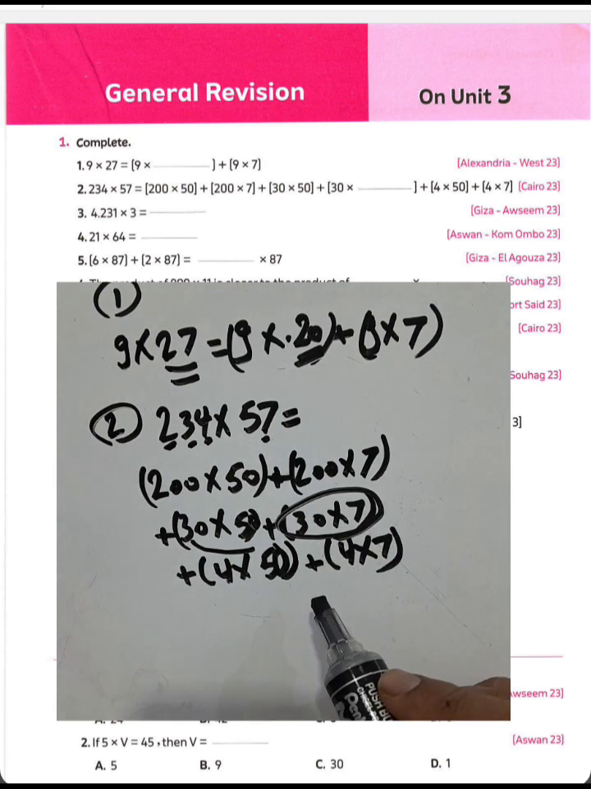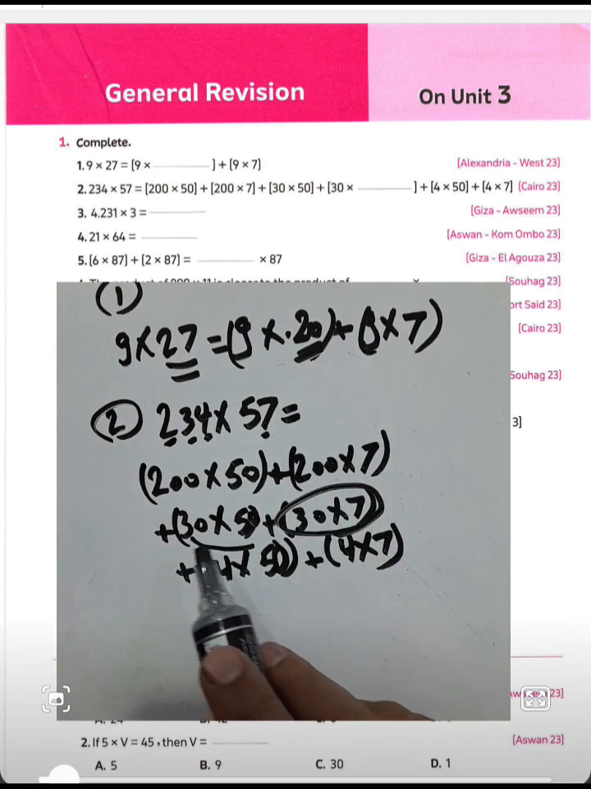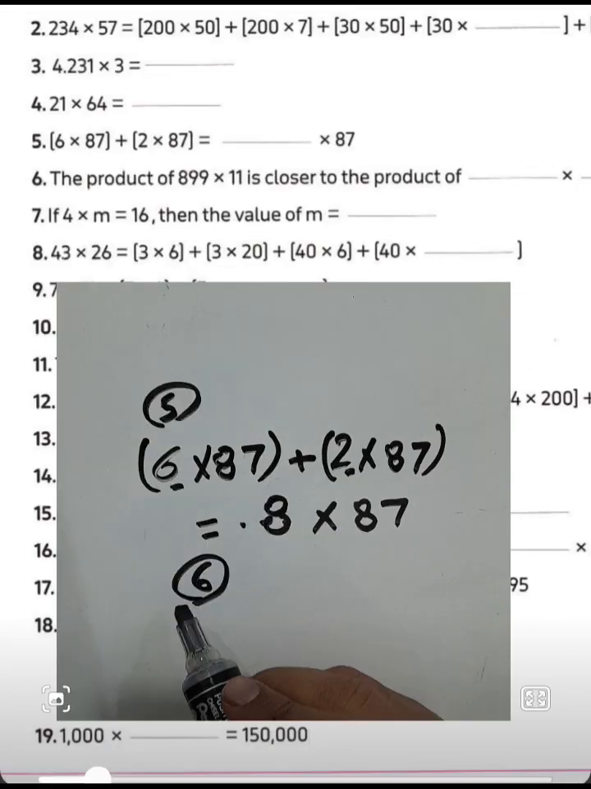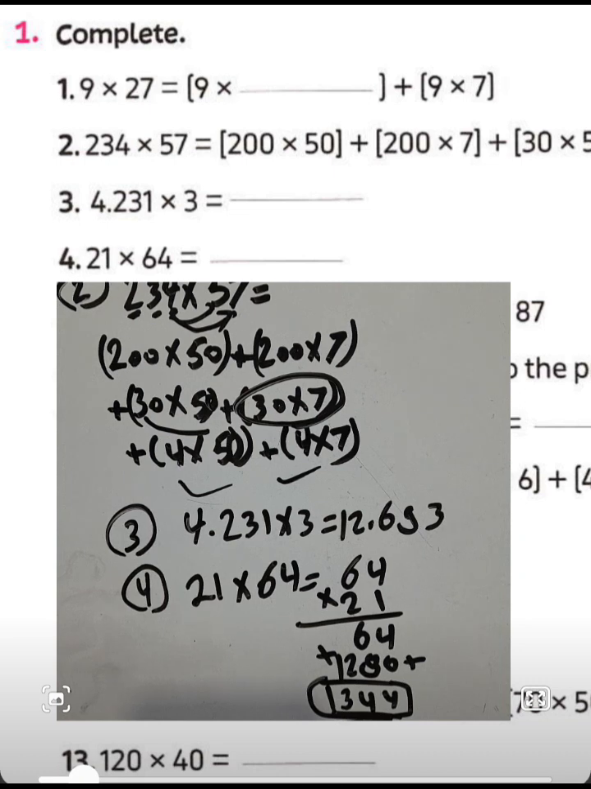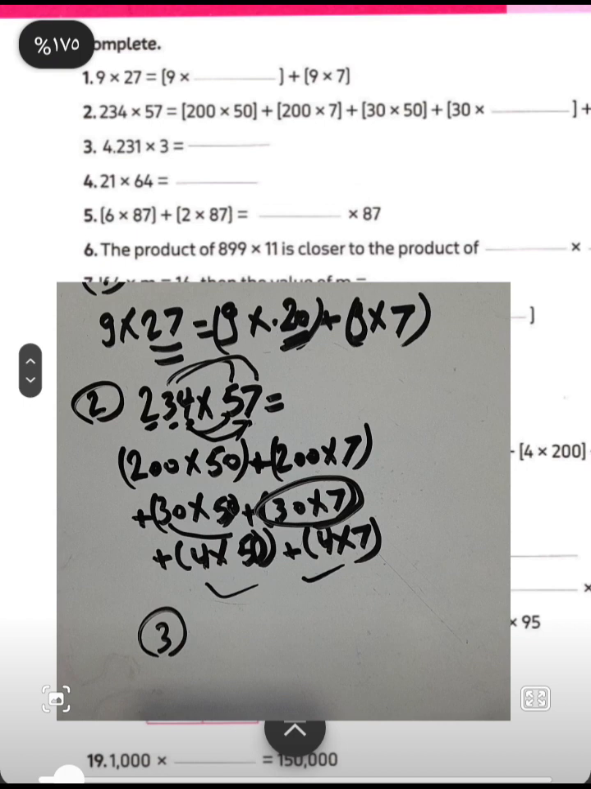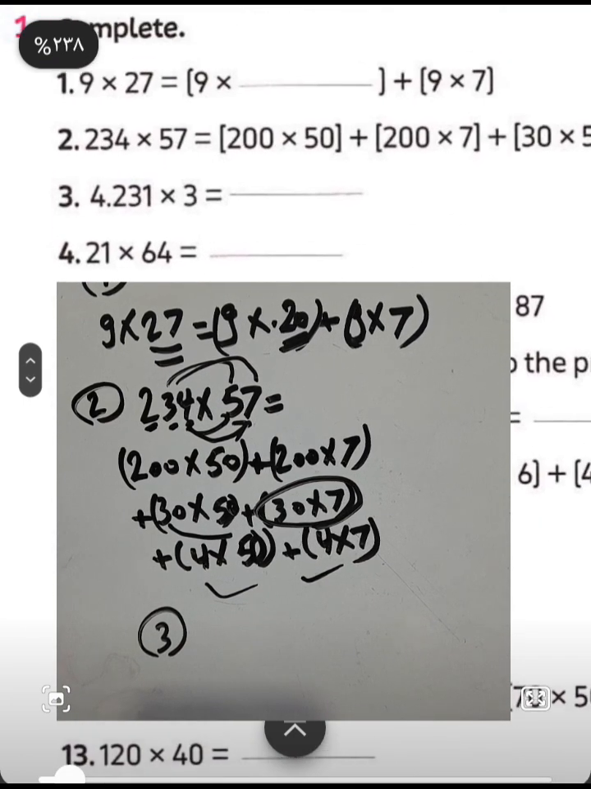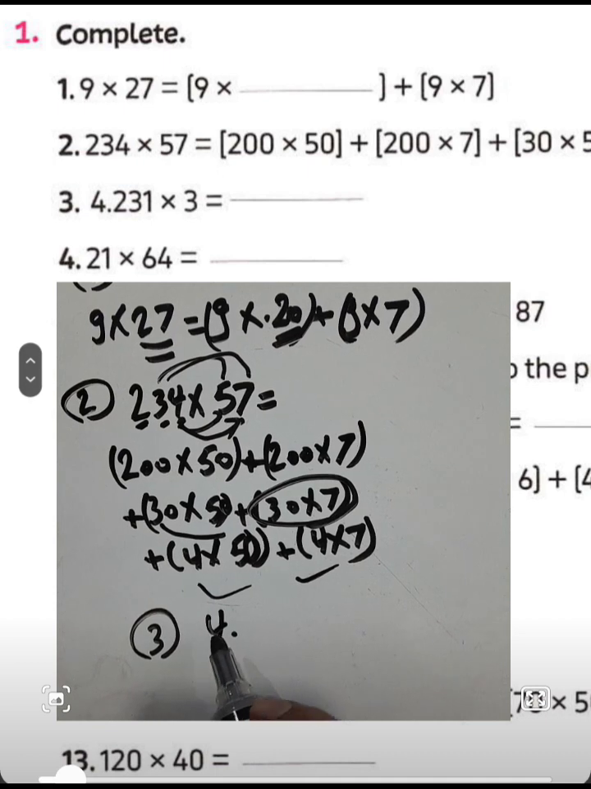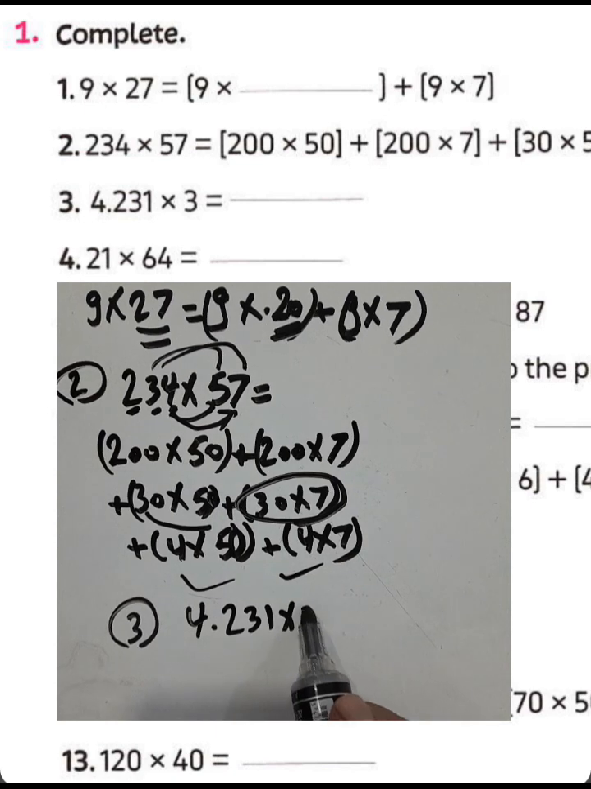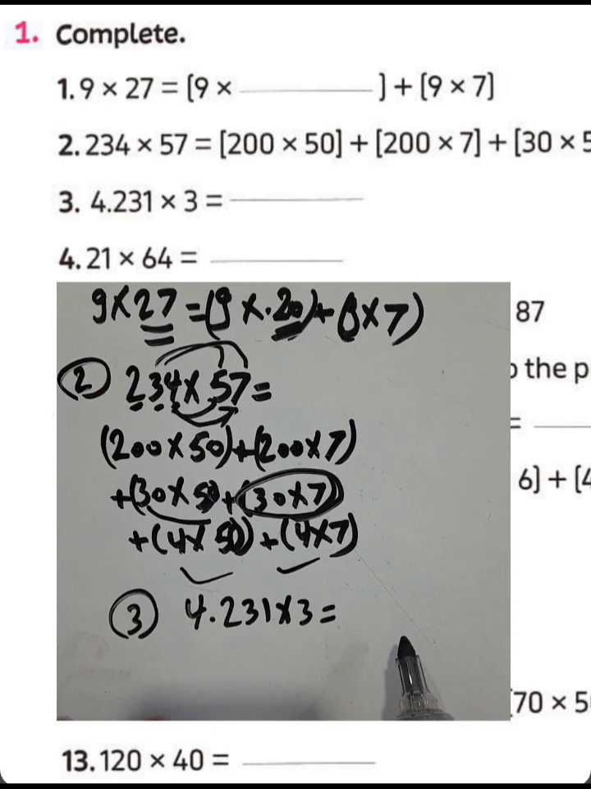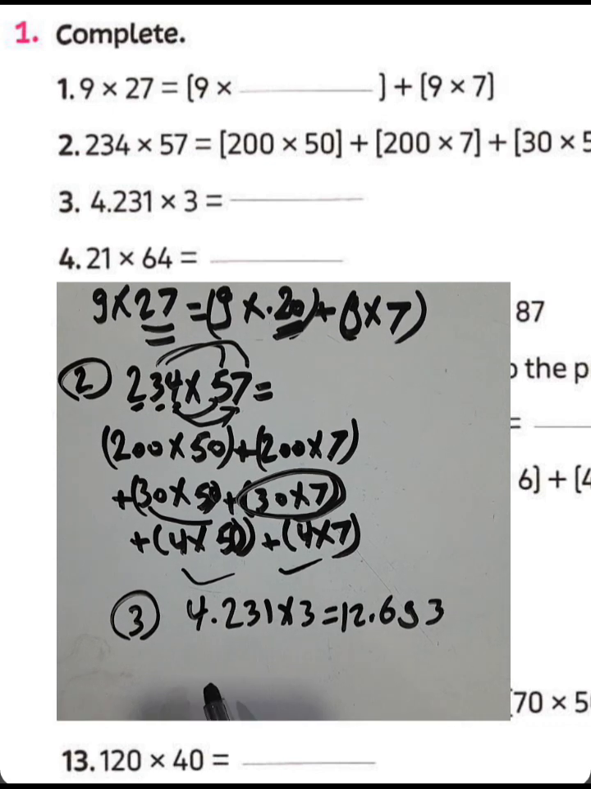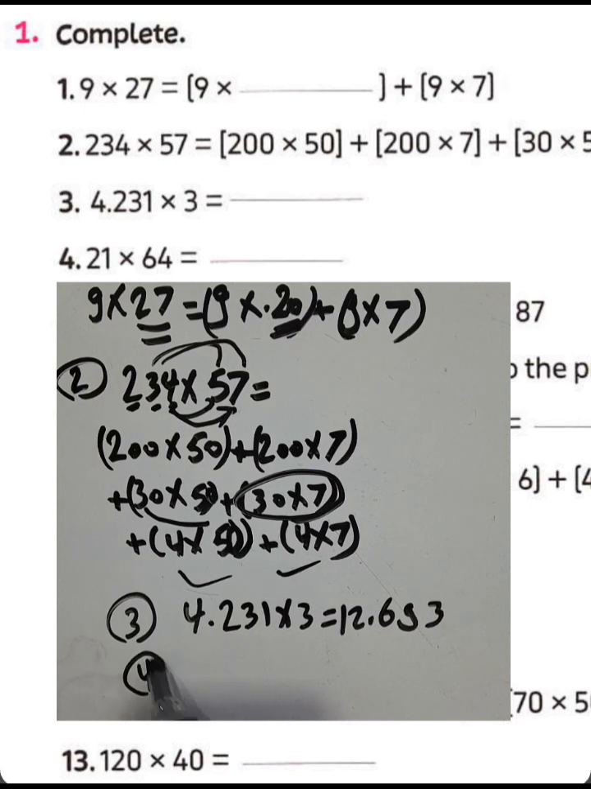Question number 3. 4 and 231 thousandths times 3. We can find the result. 3 times 1 equals 3. 3 times 3 equals 9. 3 times 2 equals 6. And 3 times 4 equals 12.